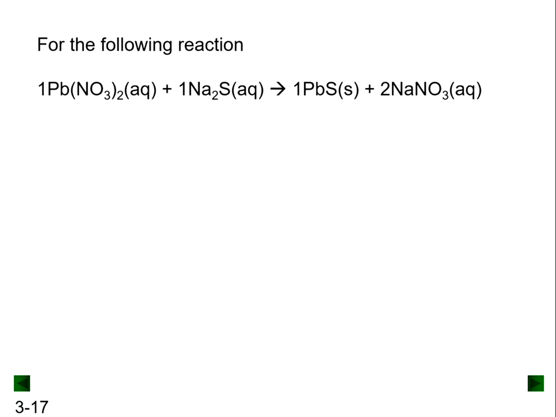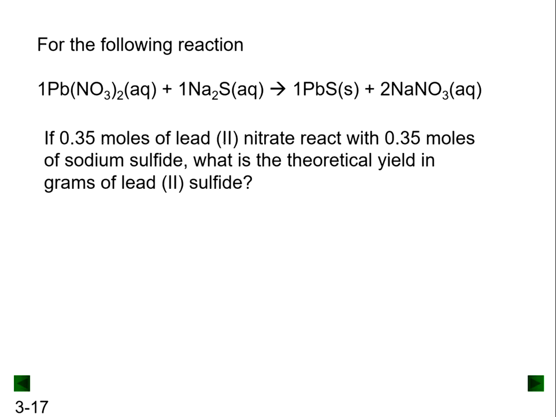Our first problem will do the following reaction. And the reaction is balanced as written, just to make things easier for us to start off with. We have lead 2 nitrate. 1 mole of that reacts with 1 mole of sodium sulfide to give 1 mole of lead 2 sulfide and 2 moles of sodium nitrate product. In this case, if we react 0.35 moles of lead 2 nitrate with 0.35 moles of sodium sulfide, what is the theoretical yield of lead 2 sulfide in grams?